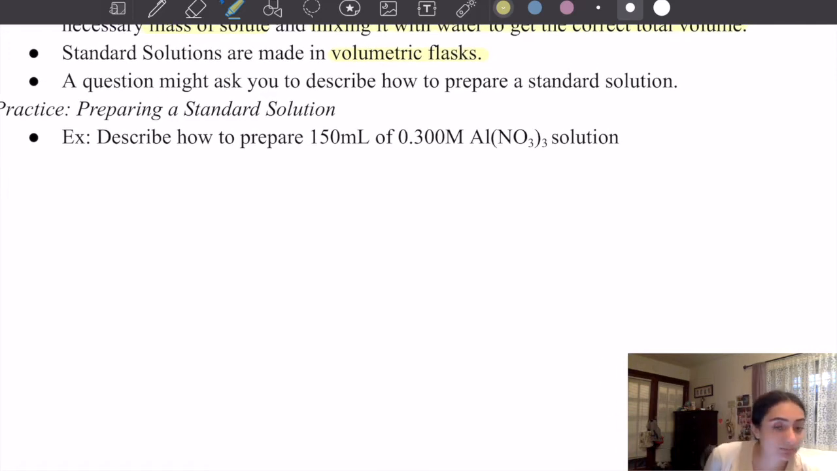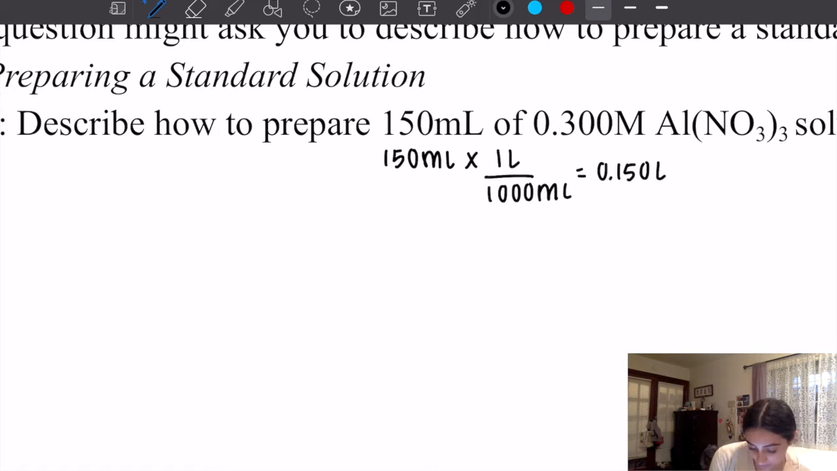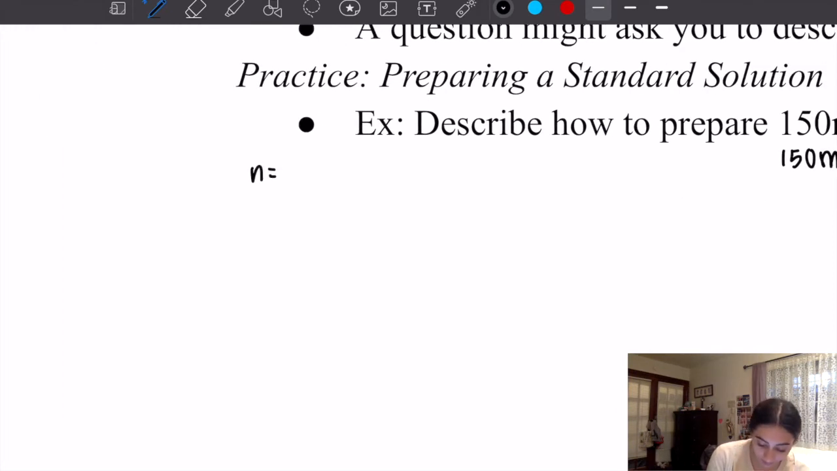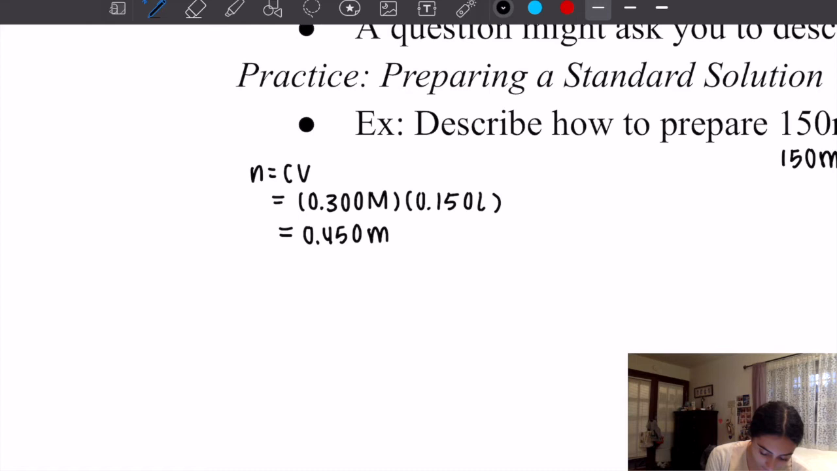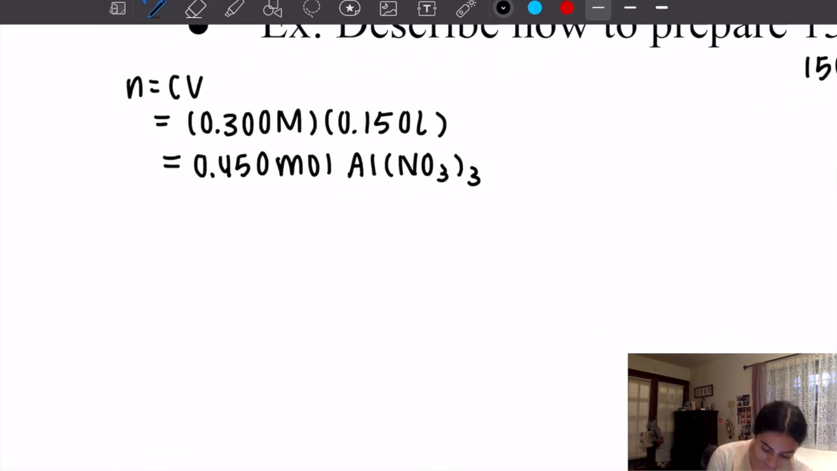So we are going to do an example. So we have 150 milliliters of an 0.30 molar solution of AlNO3. I'm actually first going to convert my volume. So 150 milliliters equals 0.150 liters. Okay, so let's calculate our moles. So I'm going to do our concentration times our volume. Then we'll get 0.450 moles AlNO3. Now we want to convert that to mass.